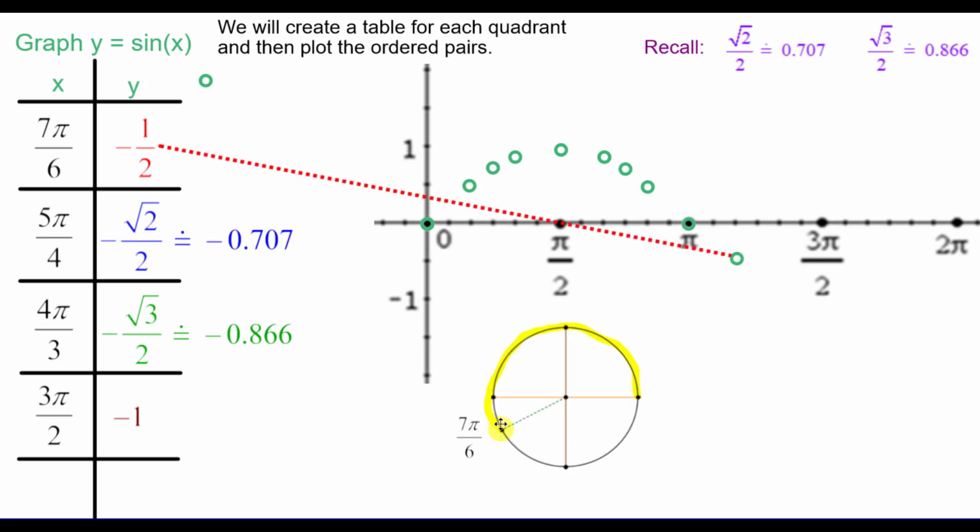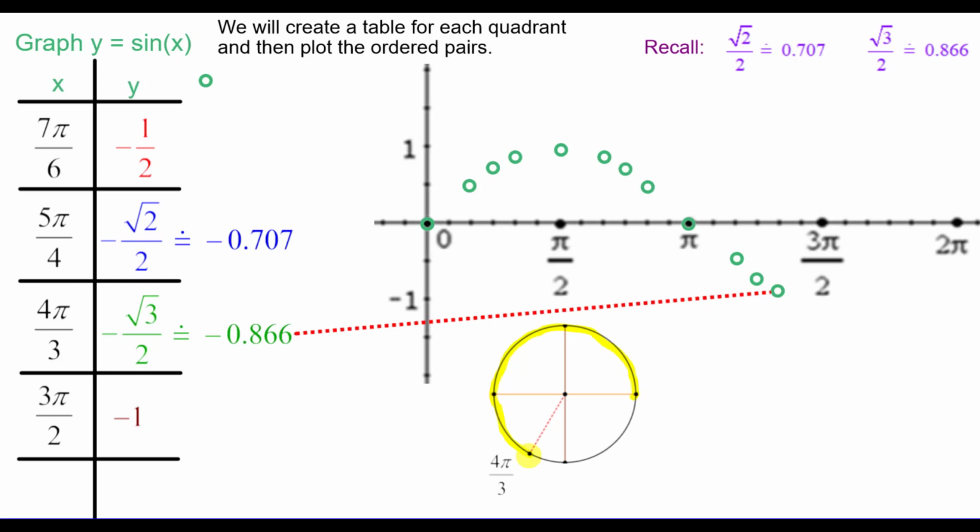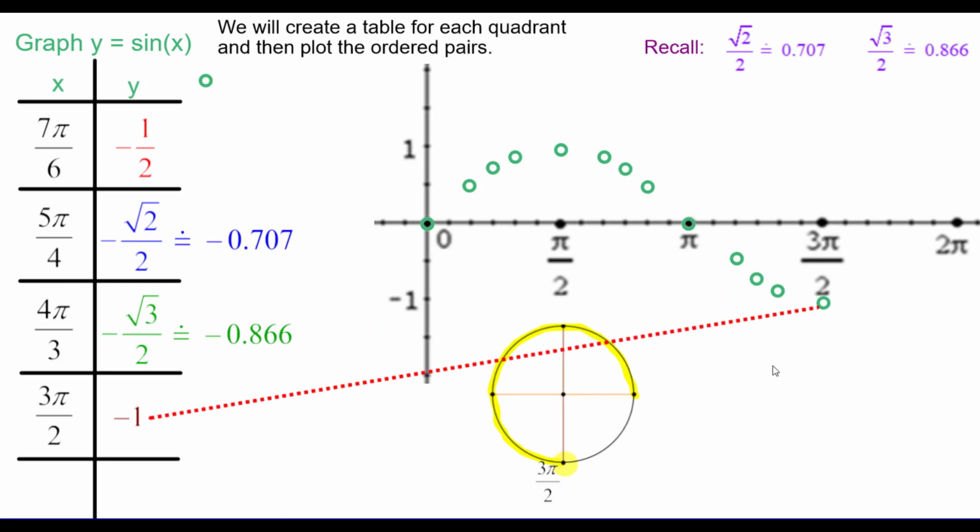7 pi over 6 lands in the third quadrant. The sine is negative a half, so over 7 pi over 6, down a half. 5 pi over 4, sine is negative radical 2 over 2, so over to the right 5 pi over 4, down about negative 0.7. Sine of 4 pi over 3, down about negative 0.9. And at 3 pi over 2, it's exactly negative 1.